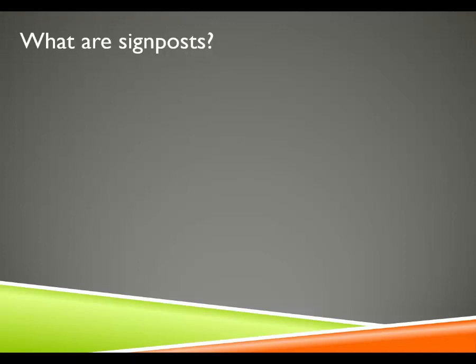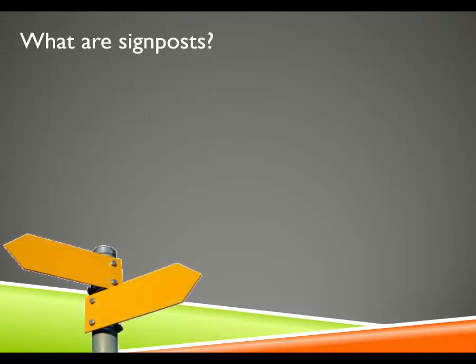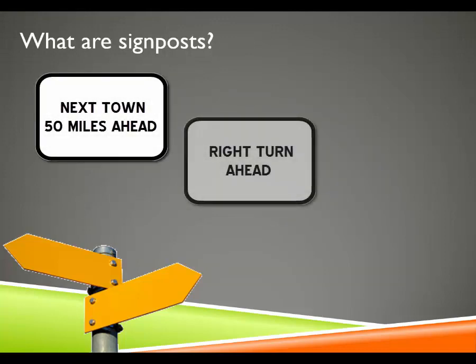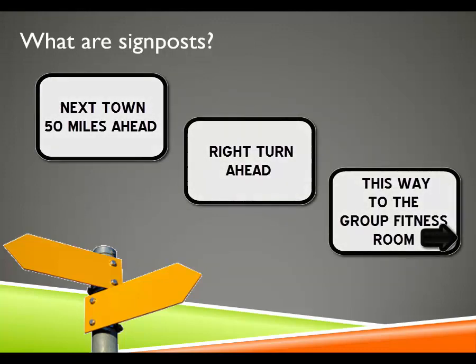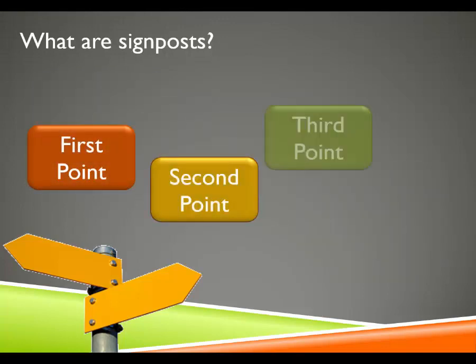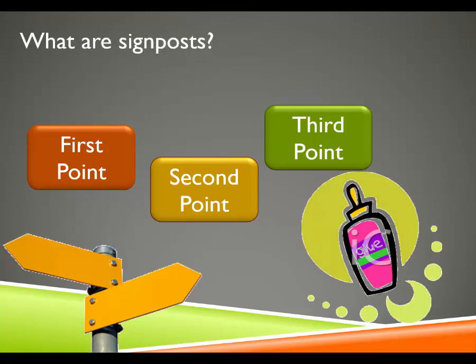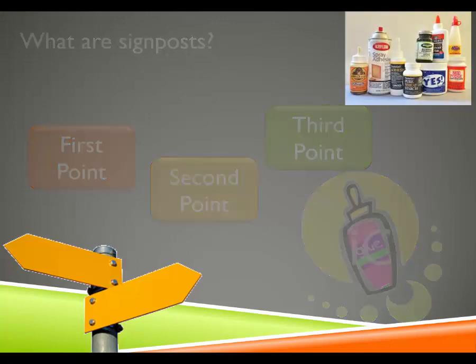Outside of a speech situation, signposts are thought of as written signs that give you an indication or a direction. Next town 50 miles ahead, right turn ahead, or this way to the group fitness room. In a speech, however, a signpost is a verbal statement used to orient the audience, telling them where you are going, where you have been, what's coming up next, how a point fits within the presentation, and so on. Signposts have been called the glue that holds the speech together, making it a unified, cohesive presentation that the audience can easily follow. Just as there are different types of glue, there are different types of signposts.